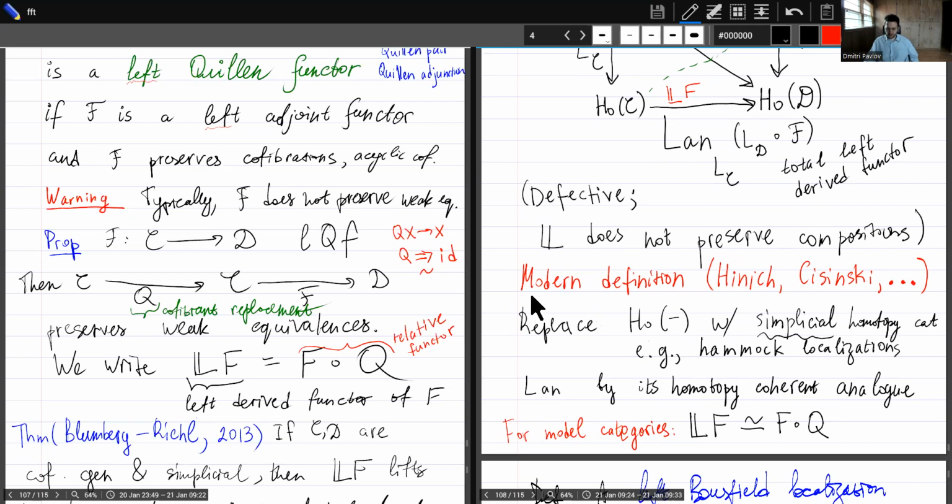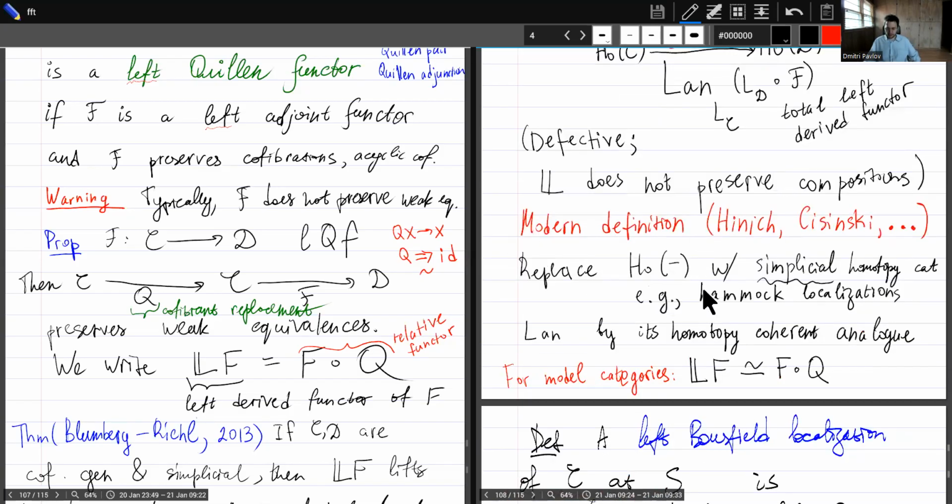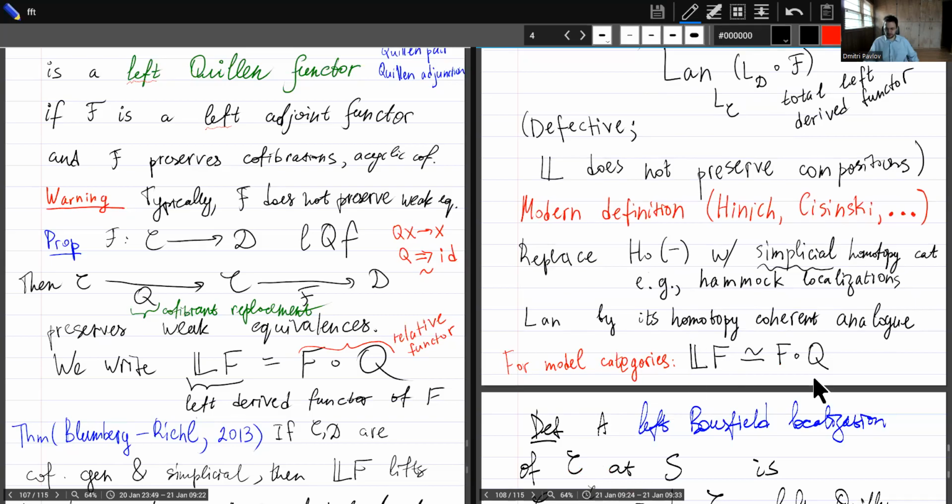So maybe the point of all of this is that this definition, either in its classical form or in its modern form, this Kan extension or its homotopy coherent Kan extension, is difficult to compute directly in practice. And this formula gives you a very simple recipe to compute it. That's a very practical recipe, and notice this of course produces a functor from C to D. And this will be a relative functor.